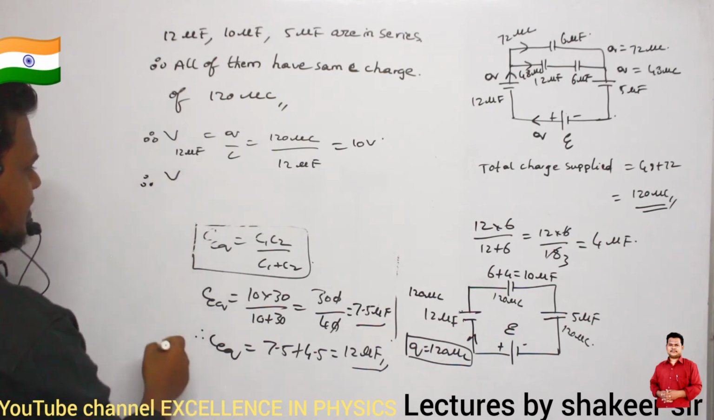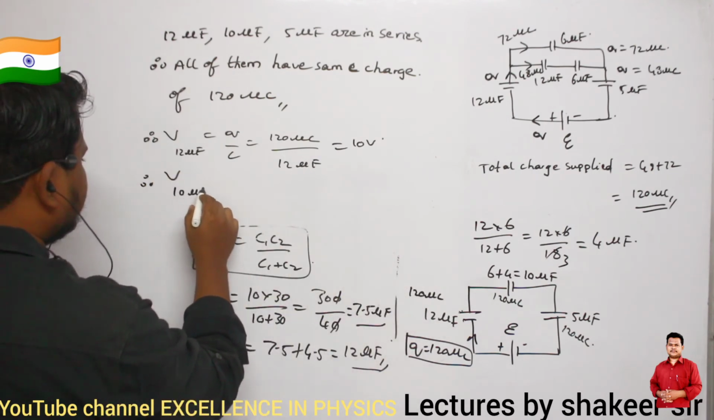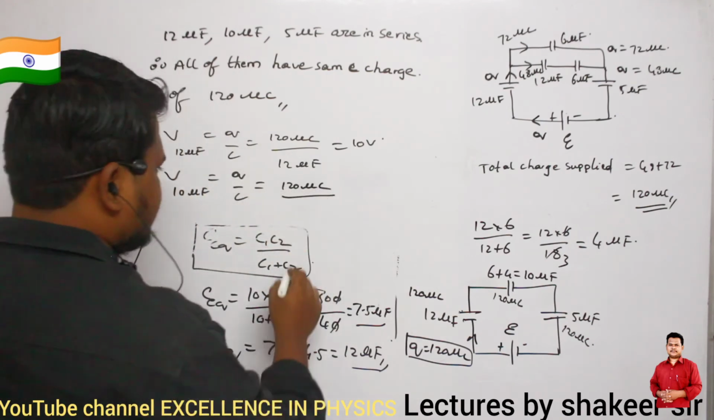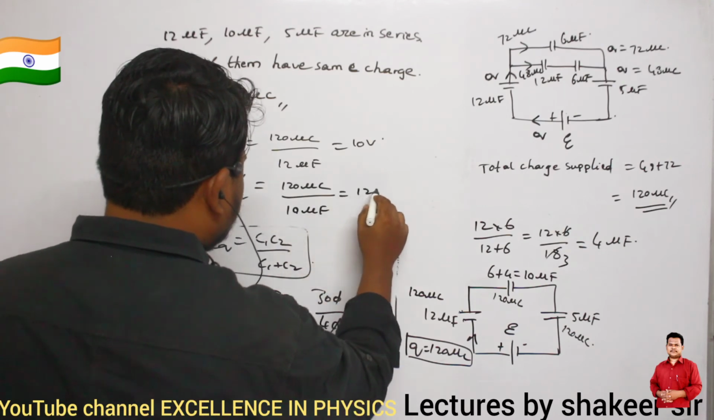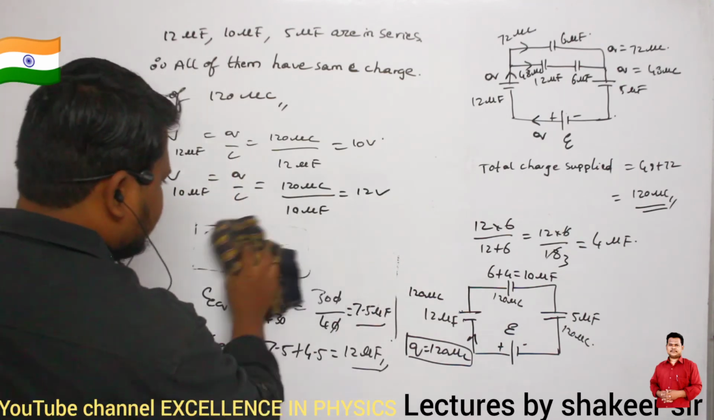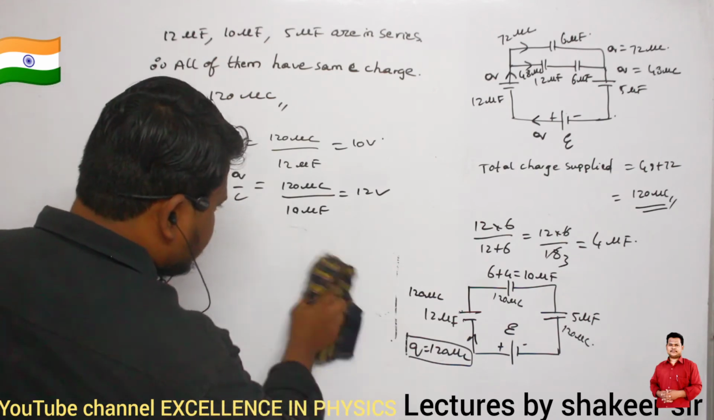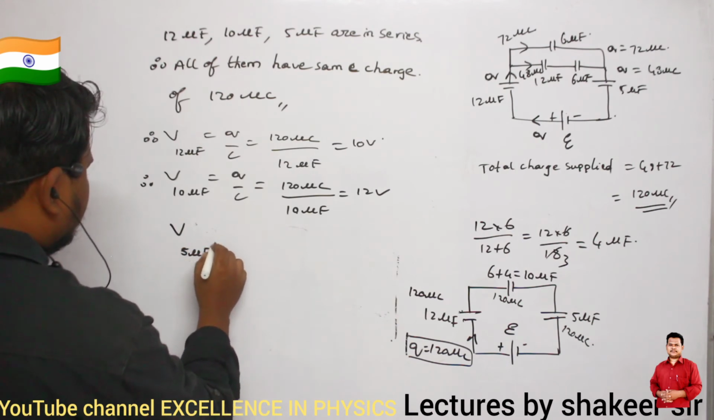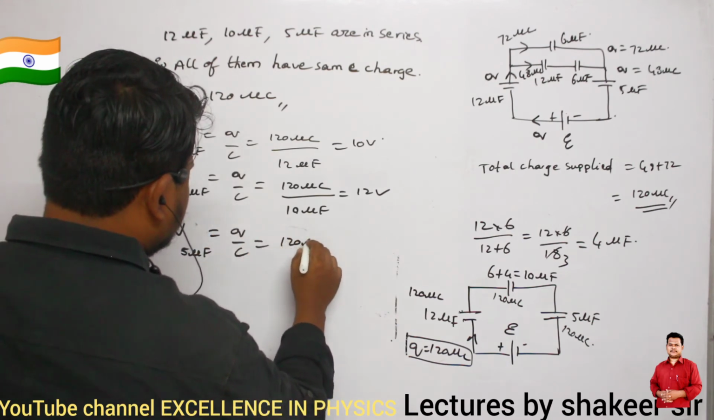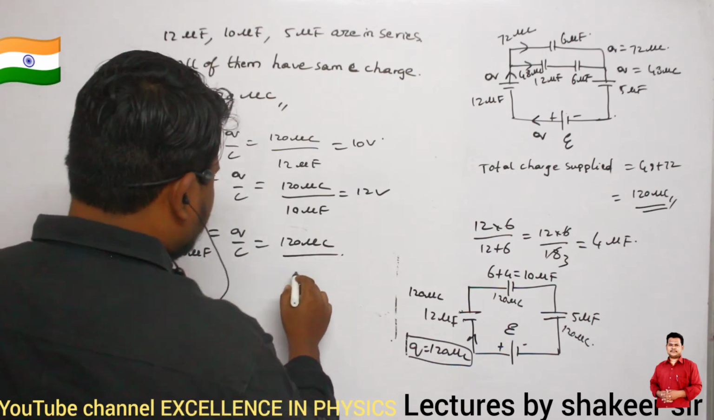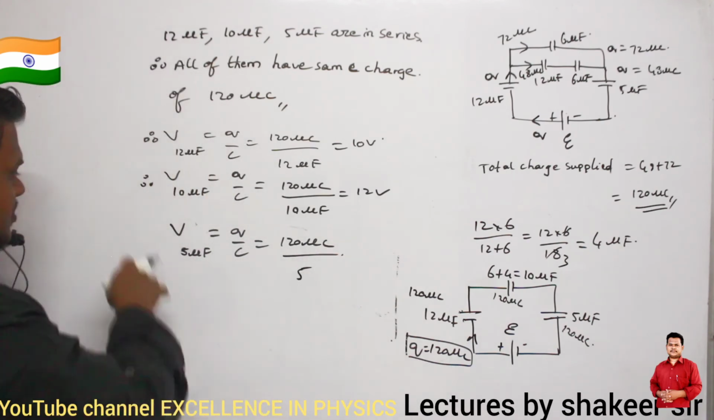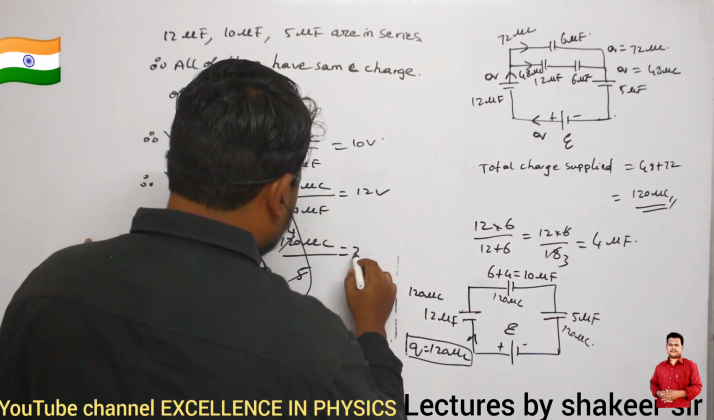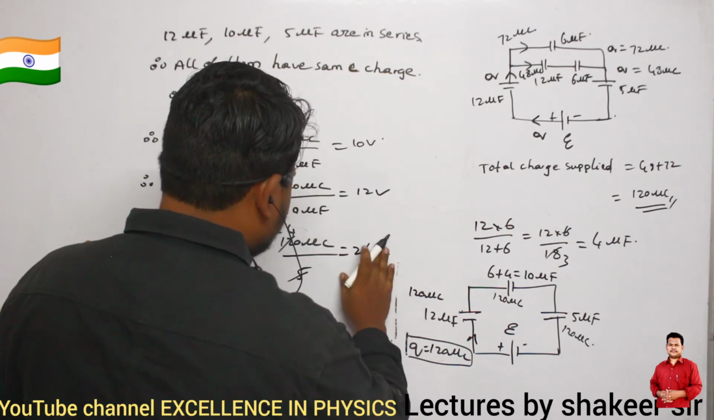Similarly, what is the potential drop in the 10 microfarads capacitor? V is equal to Q by C. Charge stored is 120 microcoulombs. Capacitance is 10 microfarads. So, 12 volts. That's all. Similarly, what is the potential difference in the last one, the 5 microfarads capacitor? It is again Q by C. Charge stored is 120 microcoulombs, capacitance is 5. 5 ones are 5, 5 twos are 10, 5 fours are 20, so 24 volts.